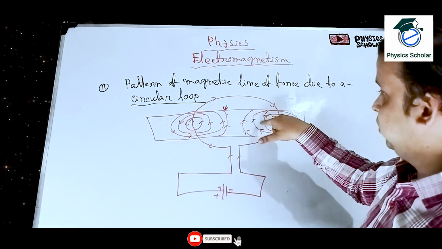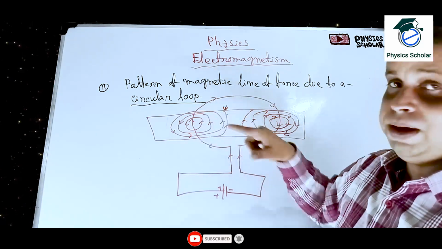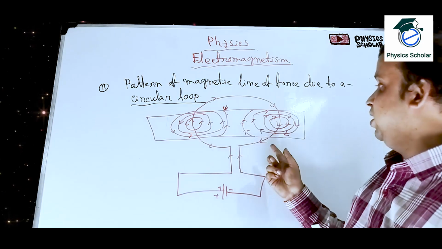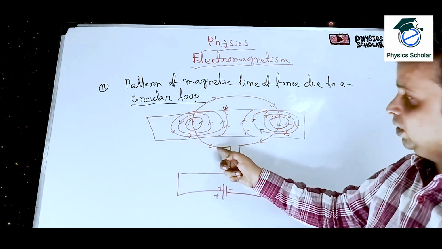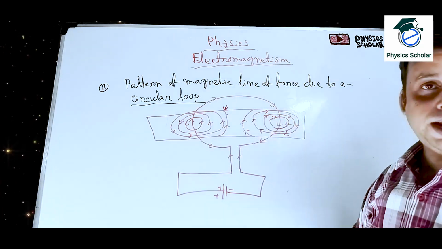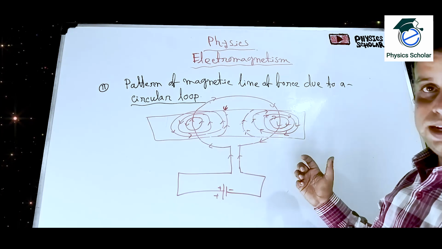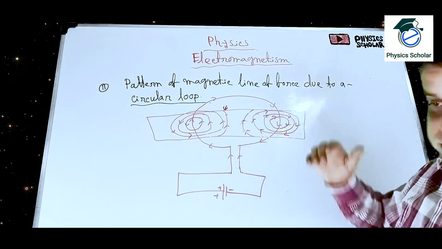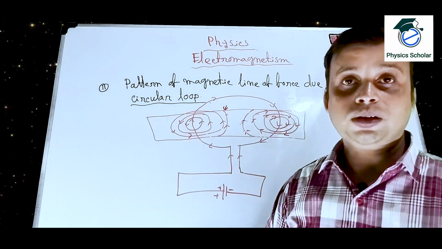Clear? So for both the arms, there will be concentric circles having the same center. Here also the center will be the same, but the direction differs: here the current is flowing from bottom to top, and here it is flowing from top to bottom. The direction of the magnetic lines of force will be opposite. Clear? And it will obey the right hand grip rule or Maxwell corkscrew rule.